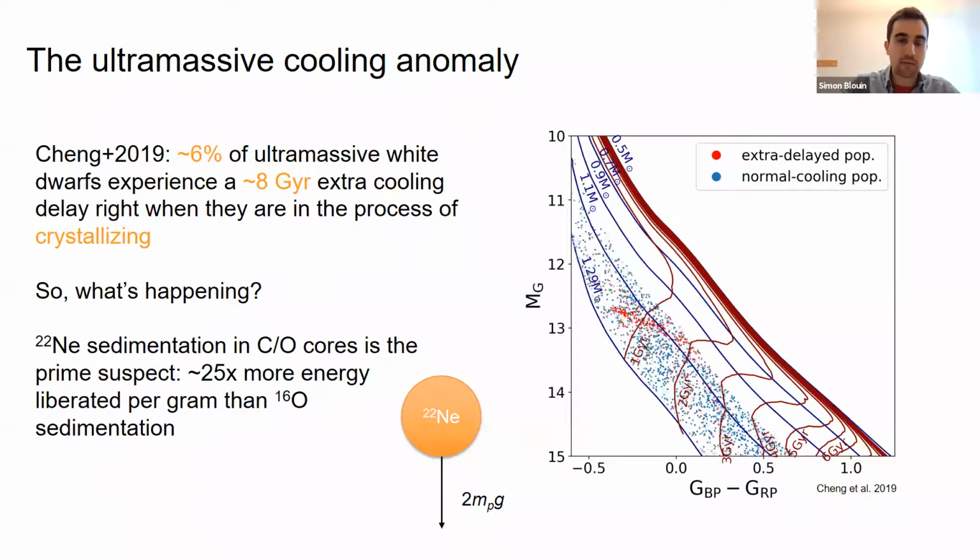In fact, if you move 1 gram of neon-22 from the outer layers towards the center of the white dwarf, you will release about 25 times more energy than if you move 1 gram of oxygen-16 from the outer layers to the center. So this means that even though neon-22 is only a trace species in the carbon-oxygen white dwarfs, so we're talking about something like 1 or 2% mass fraction, even though there's very little neon-22, it has the potential to have a very strong impact on white dwarf cooling.